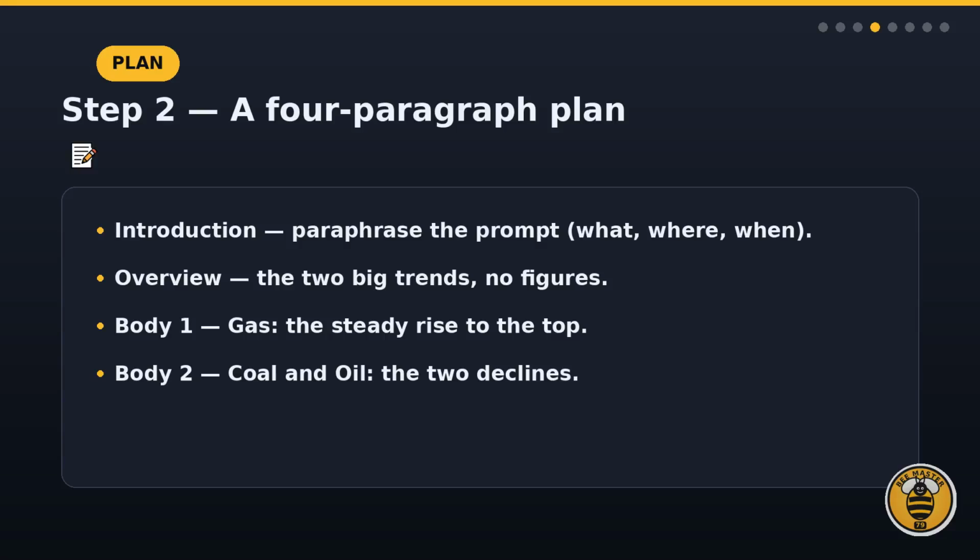The plan has 4 paragraphs. An introduction that paraphrases the prompt. An overview giving the 2 big trends with no figures. Body 1 for gas, the steady rise. And body 2 for coal and oil, the 2 declines.